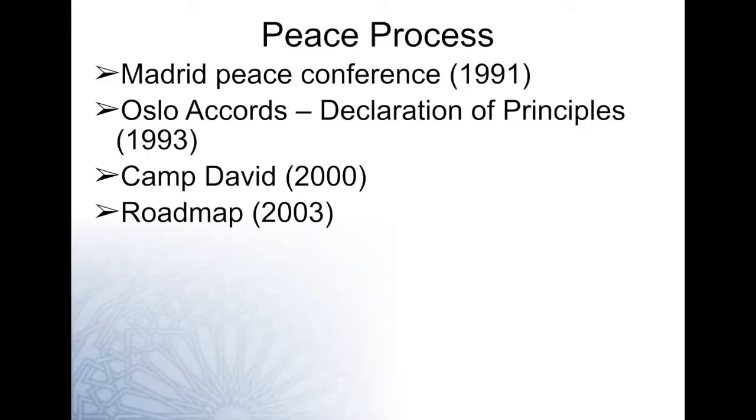The peace process has been a failure because of two reasons. One, because it insists on negotiations between two highly asymmetrical parties. And there's a complete absence of reference to international law. Okay, so where did the whole peace process begin?